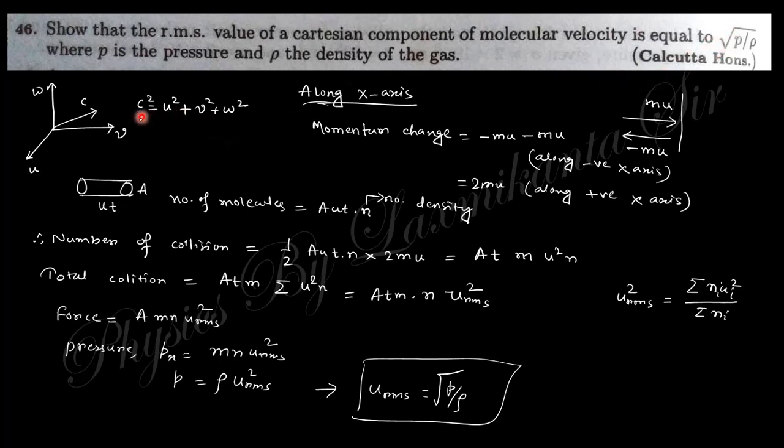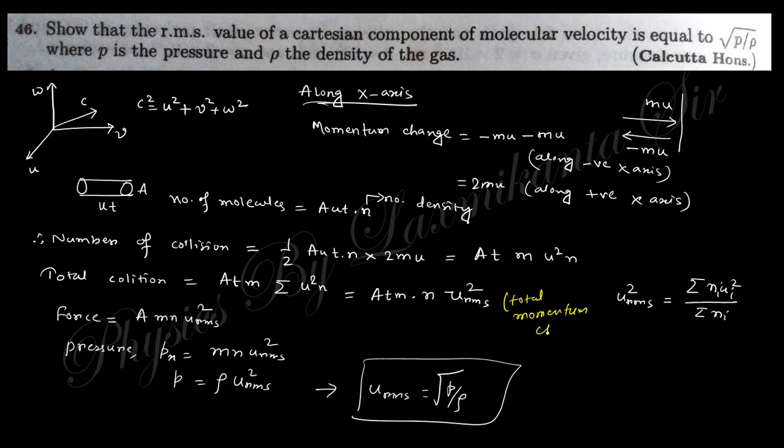So you know this c is the total velocity, and these are the components x, y, z. So if you take along x axis, the momentum change will be 2 mu. Number of molecules within this cylinder will be like that. So number of collisions is half of this, because for a single collision we require two molecules. So this will be the number of collisions, and total collision will be like that. Meaning this is the total momentum change.